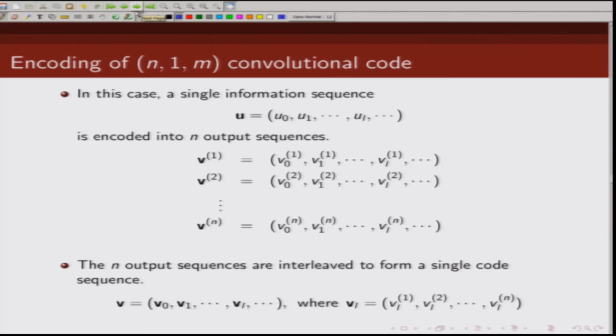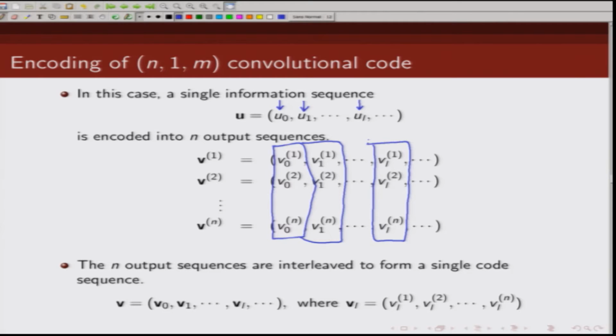So, the output at a particular instance then, corresponding to u0, what is the output? These are the n bits of output corresponding to this input u0. Similarly, corresponding to u1 my output is this, corresponding to ul my output is this, it's an n bit output. Okay. So, I write the output as v0, v1, v2, vl, where this vl is an n bit vector.